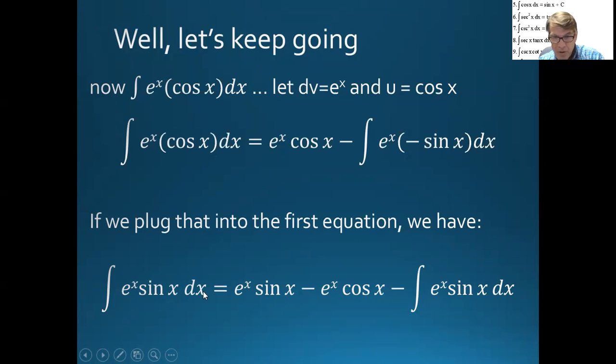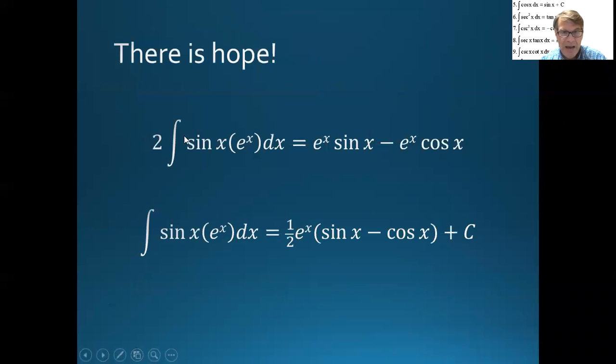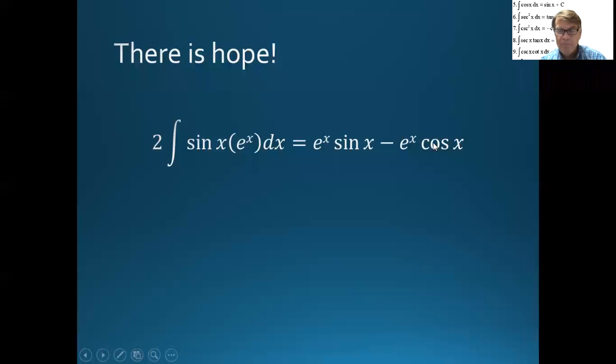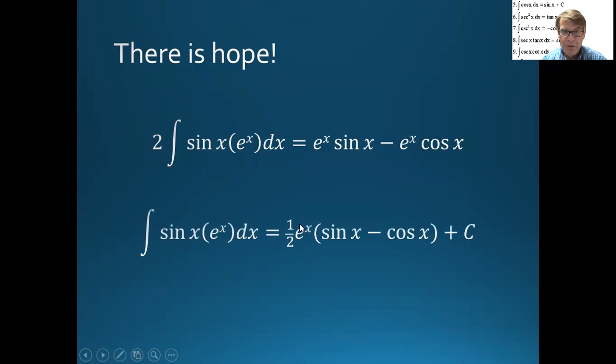And what do we have here? We have the same thing. If I add it to both sides, what happens? I end up with 2 times the integral of e to the x sine of x dx equals... see what I did there? I added this to both sides and I ended up with 2 of them. So now all I have to do is divide both sides by 2, and I might go ahead and factor that e to the x out, and I have a solution to the integral of this. It's one half e to the x times sine of x minus cosine of x, and of course, plus a constant.